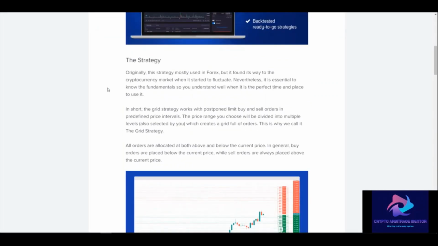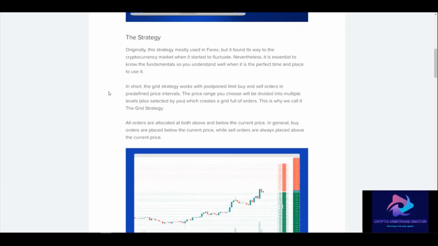The strategy originally is mostly used in forex, but it found its way to the cryptocurrency market when it started to fluctuate, because in the crypto field the coins are much more volatile than in forex. So you have to have leverage in forex, but not in crypto. It's essential to know the fundamentals so you understand well when it's the perfect time and place to use it. In short, the grid strategy works with postponed limit buy and sell orders in predefined intervals.